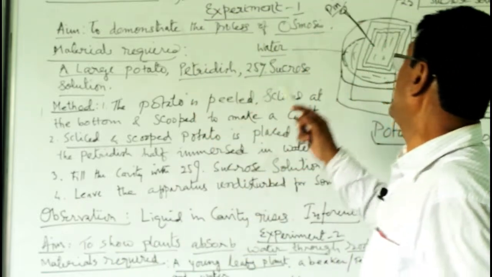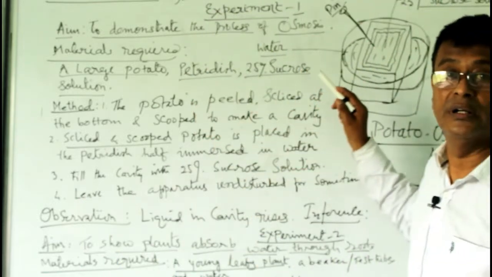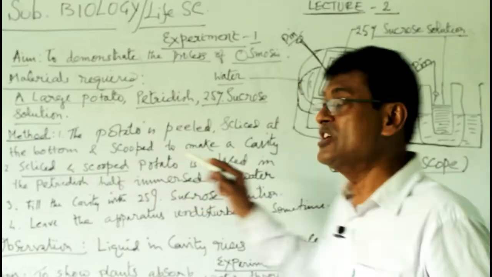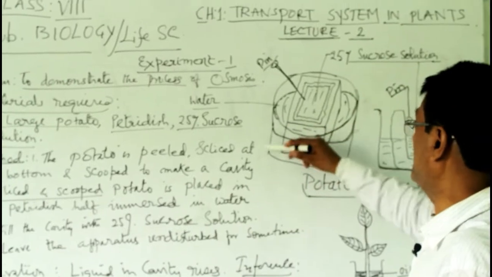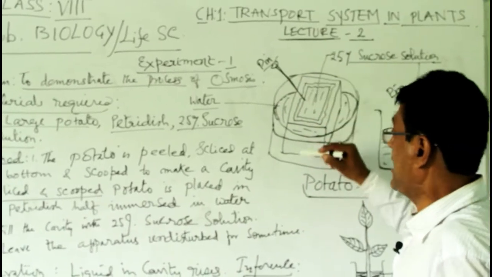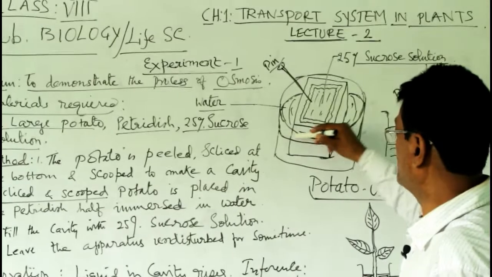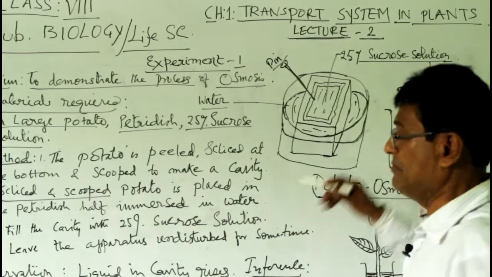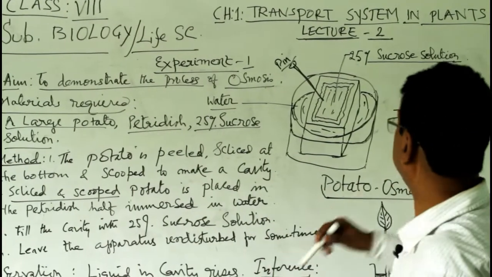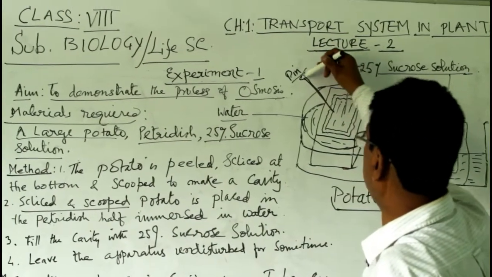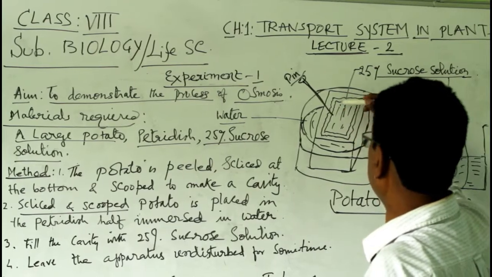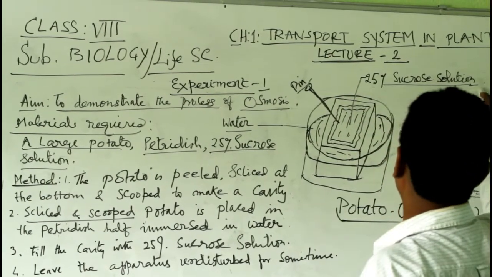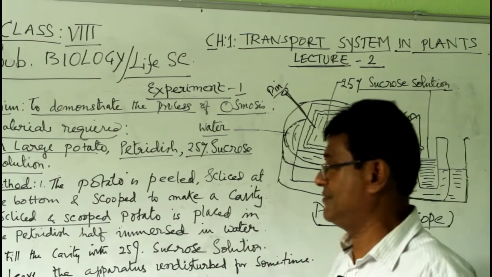And then the scooped potato is kept in the petri dish, and more than half of it is immersed, means dipped in the water. A pin is stuck in it, and the cavity is filled with 25% sucrose solution.